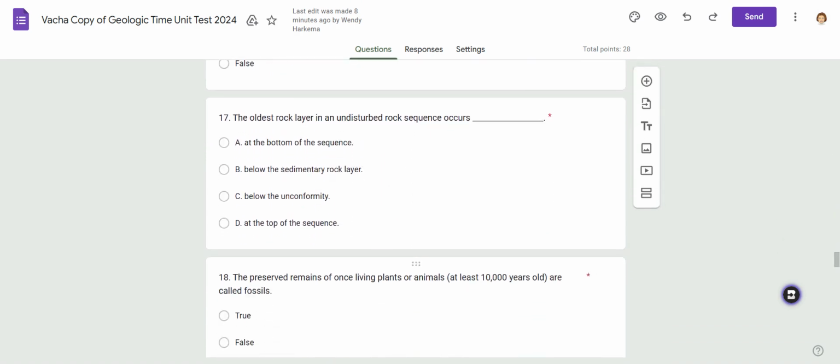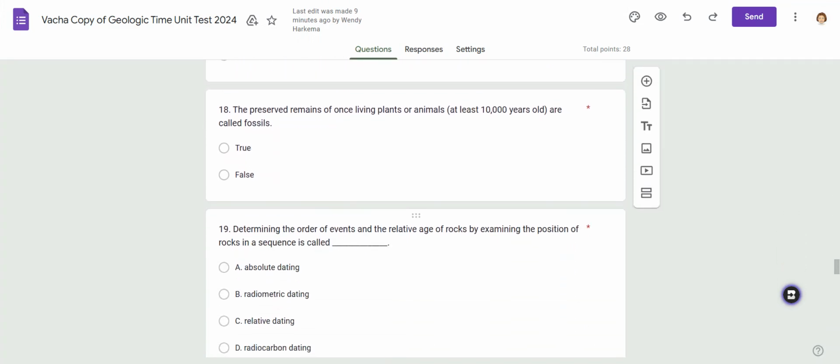Number 17, the oldest rock layer in an undisturbed rock sequence occurs blank. A, at the bottom of the sequence. B, below the sedimentary rock layer. C, below the unconformity. D, at the top of the sequence. Number 18, the preserved remains of once living plants or animals at least 10,000 years old are called fossils. True or false?